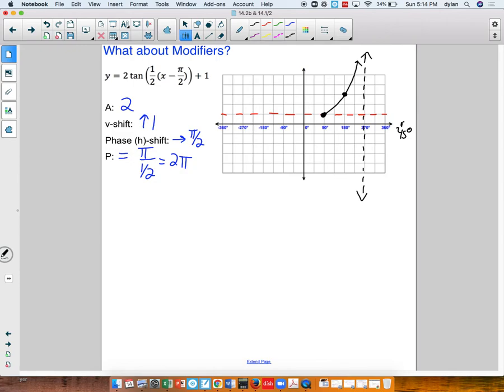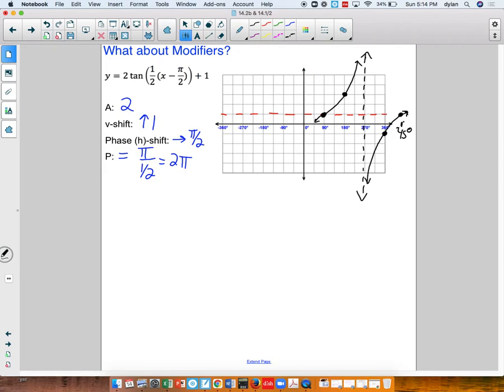And similarly, on the other side, our 360 has to happen 2 points down from our midline. And our 450 degree point will happen right at our midline. So this would give us the other cycle of our curve. And again, we want to include arrows to show that we're going onwards forever in both directions. So this would be one cycle of tangent.